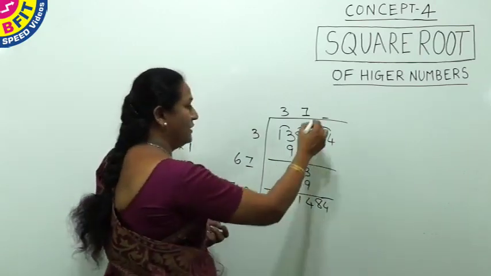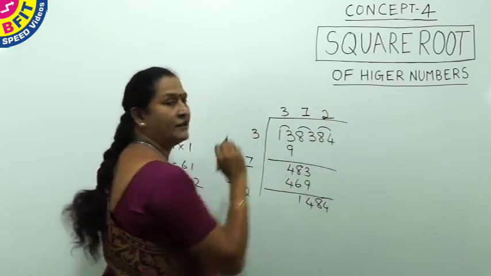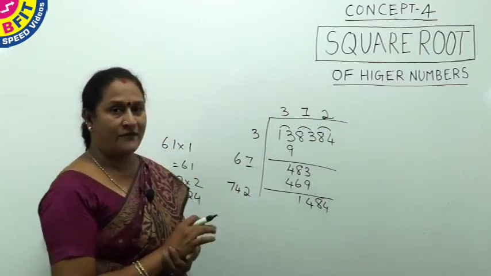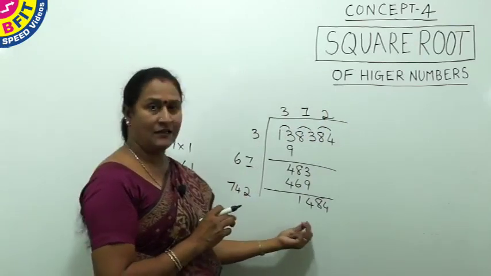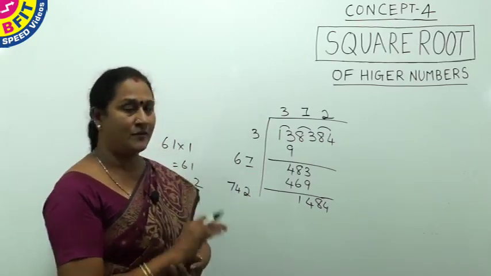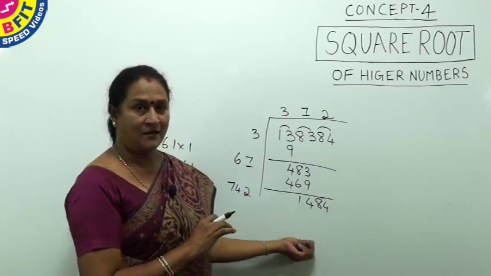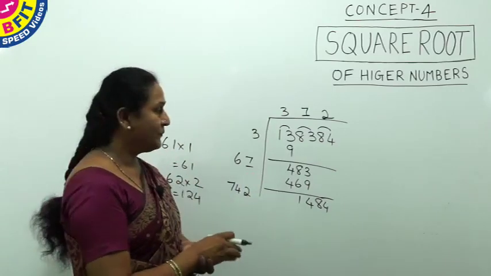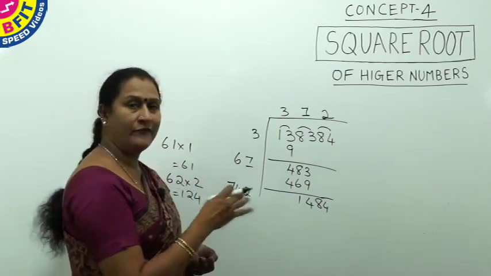So it should be 2 here and the same 2 is written here. If it is a perfect square, multiplying will give the exact product and the remainder will be 0. If it is not a perfect square, we'll get remainders, and if we need decimals, adding 2 zeros at a time, we can proceed.